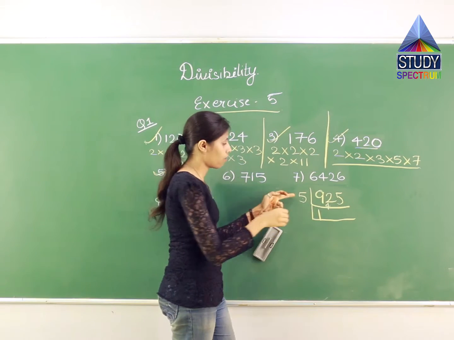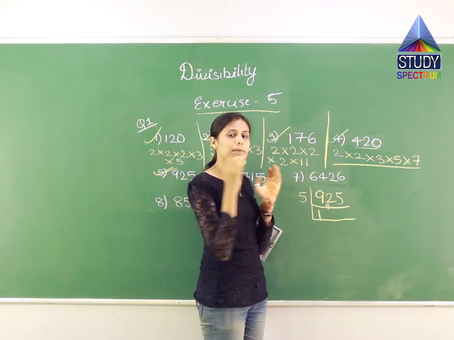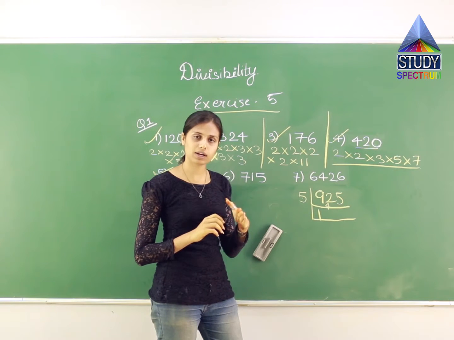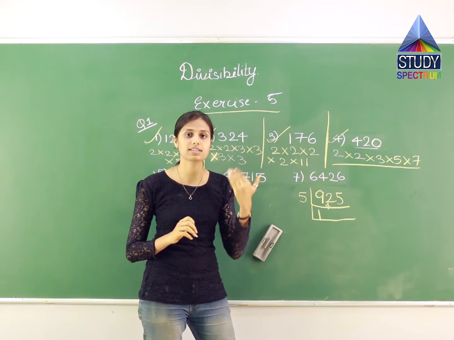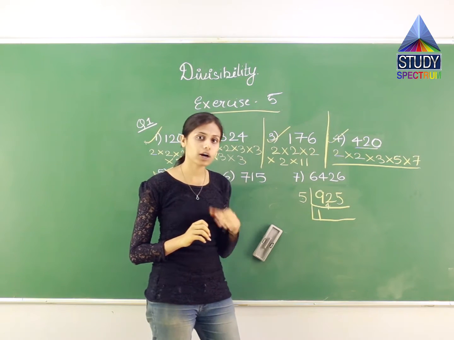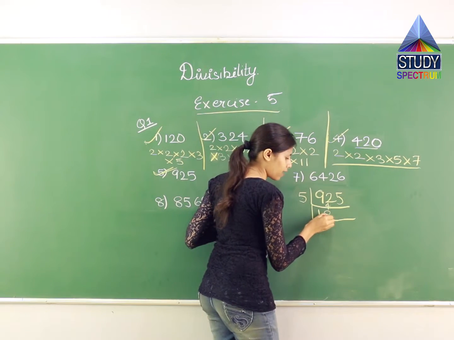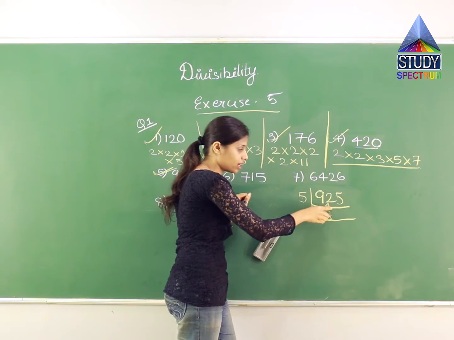So this 4 will be carried over here, and I will get 42. Now 5 multiplied by something which gives me a number closer to 42. So 5 5s are 25, 5 6s are 30, 5 7s are 35, 5 8s are 40. Yes, which is closer to 42. So I'll write 8 over here. 5 8s are 40, and what is given over here?